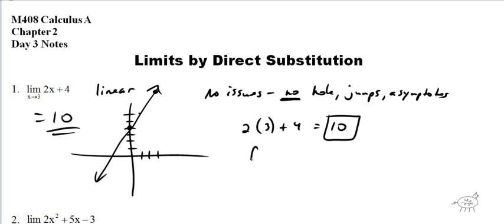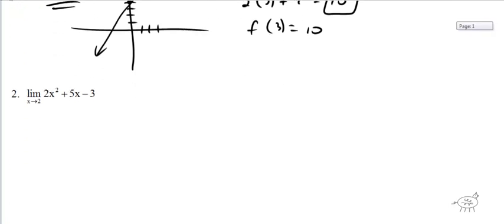Now, if I asked what's f of 3, you would tell me, I just plug a 3 in there. 2 times 3 is 6 plus 4 is 10. You get the exact same thing. That's not always going to be the case where f of some value is equal to the limit, as we saw in the previous lesson when we looked at those graphs. But if there are no issues at that point, you can just plug it directly in and come up with your limit. Let's take a look at the next one.